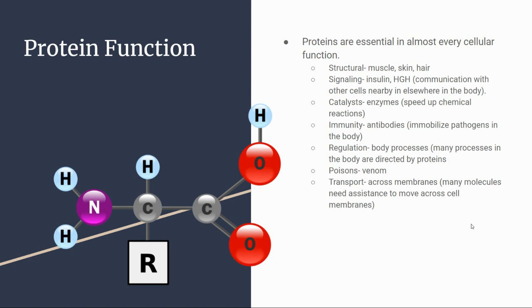Some things that proteins are used for are structural, signaling, catalyst, immunity, regulation, poisons, and transport. So they build things: muscles, skin, and hair. Insulin is a protein. Enzymes, which we'll talk about in the next section of this unit. Antibodies, body processes, venom. Snake venom is dependent on proteins. And then when we get to cellular functions and the enzyme substrate complex, we'll talk about cell transport.